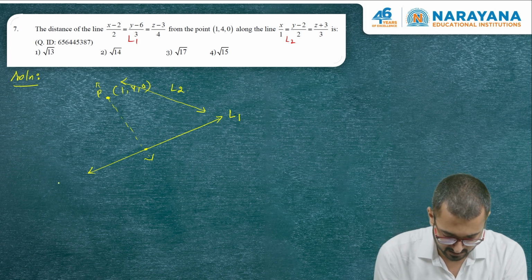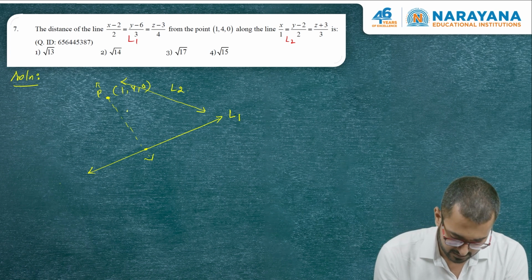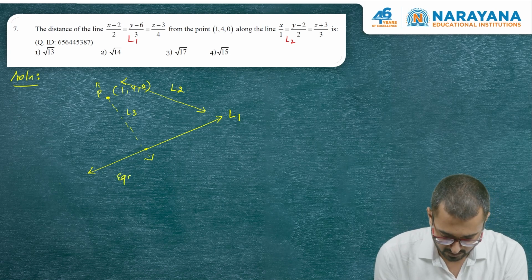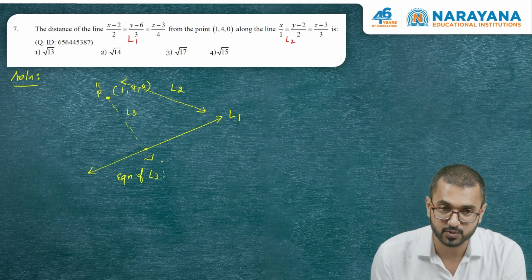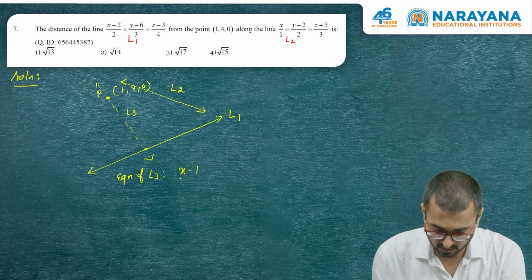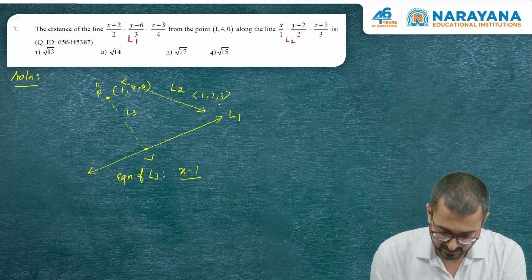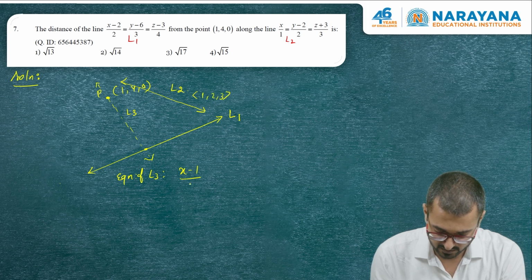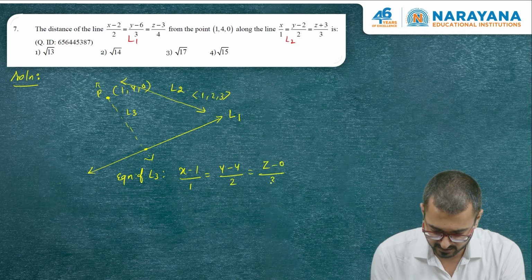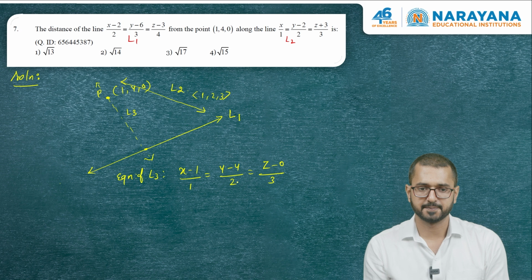So let's write it down. This is my L3, so our goal is to get L3. The equation of L3 is the line passing through that point whose distance we have to find from L1. So x minus 1 over the direction ratios of L2, which are 1, 2, 3. So we can write x minus 1 over 1 is equal to y minus 4 over 2 is equal to z minus 0 over 3. So this is my equation of L3.